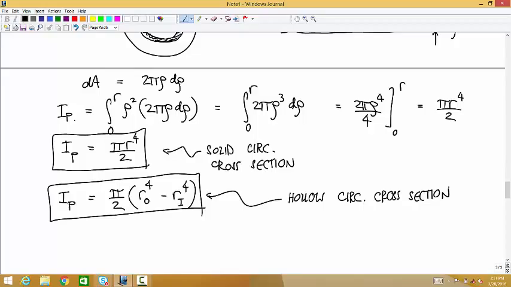Any questions about that? So the outer radius is our outer, and the inner radius is our inner. Okay, I'll show how to do this calculation next time.